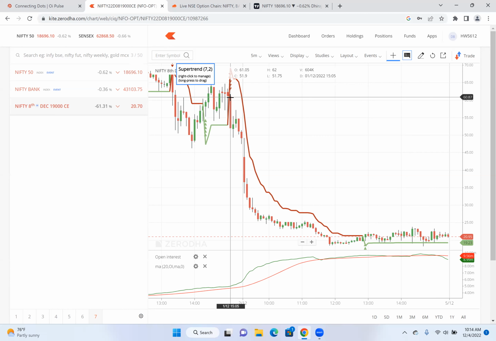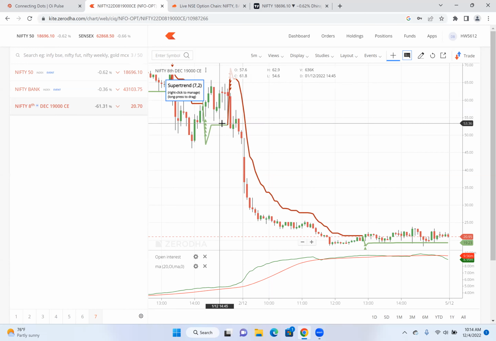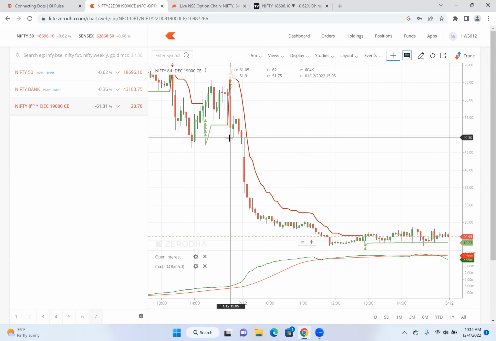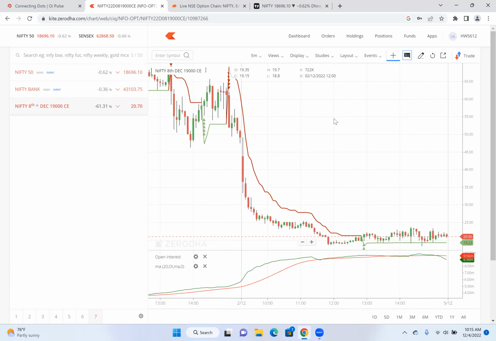Now you are an option seller. If you're an option seller, you want the premium price to go up or go down? This is the option selling setup, not an option buying setup. As an option seller, you want the premium to go down, because whenever you sell something, you want the price to go down so that you can buy it back and book the profit. So condition number 1, the super trend should be bearish.